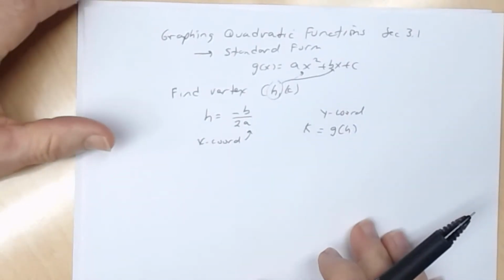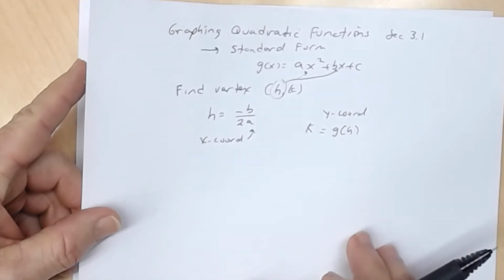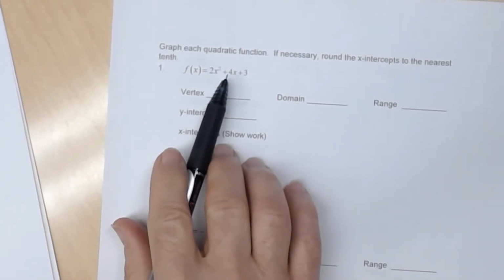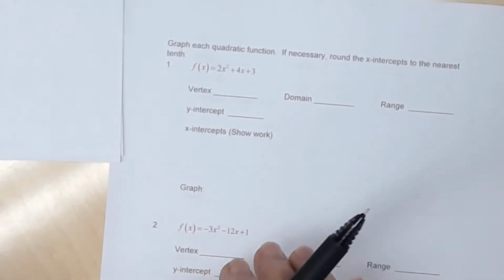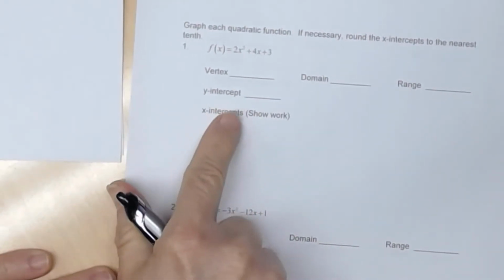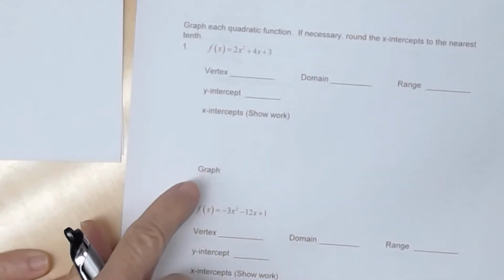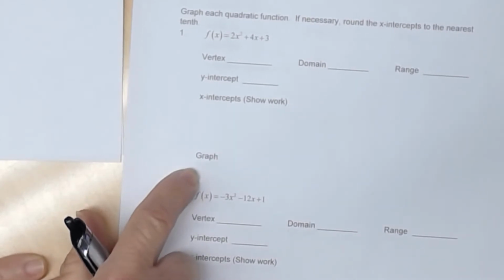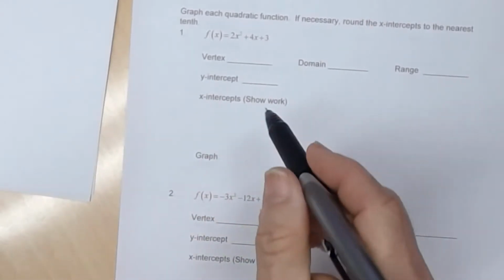This part is a review from a previous lesson, because in the previous lesson you did find the vertex of quadratic functions written in standard form. The only new parts here will be how to find the y-intercept, how to find the x-intercepts, and what we need to graph. To graph, you're definitely going to need the vertex. So let's find the vertex of this function.